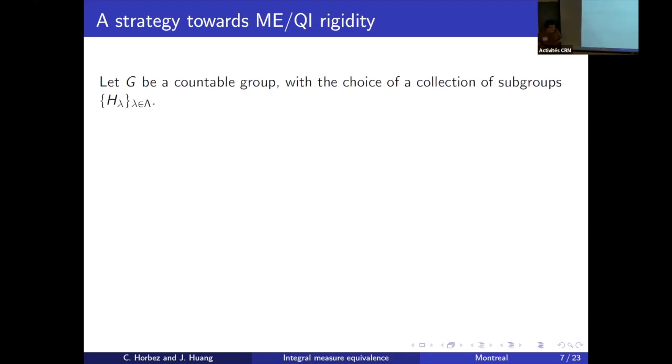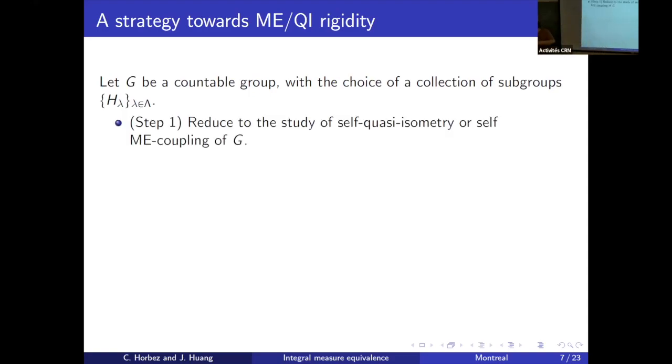The idea is that I take some mysterious countable group, and suppose I want to prove a rigidity result: any group measure equivalent or QI to this group is more or less this group. How would I go about it? First, instead of considering any group which is ME or QI to this particular group, there's a general reduction procedure to just study the self-quasi-isometries or self-ME couplings of the group with itself. This is a general reduction which works for any group.